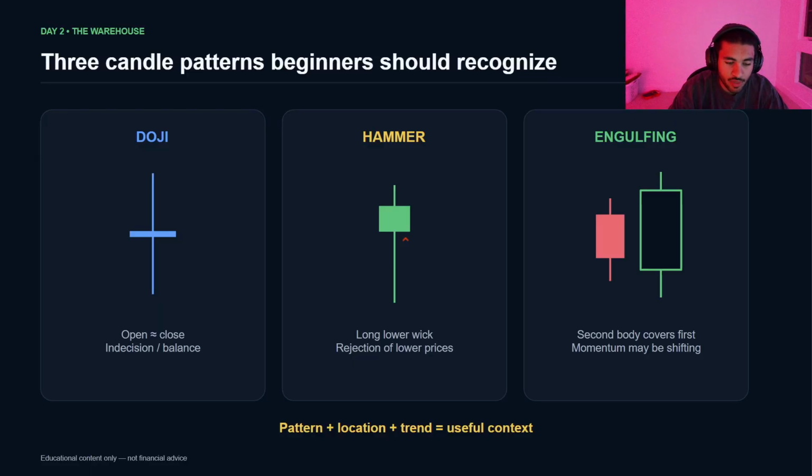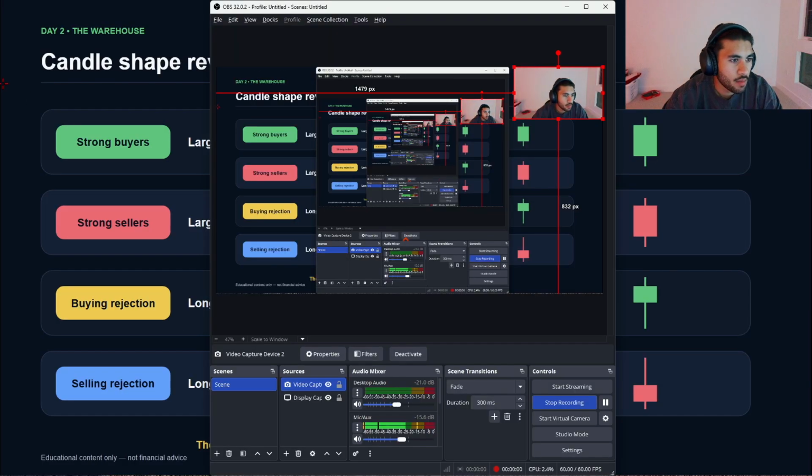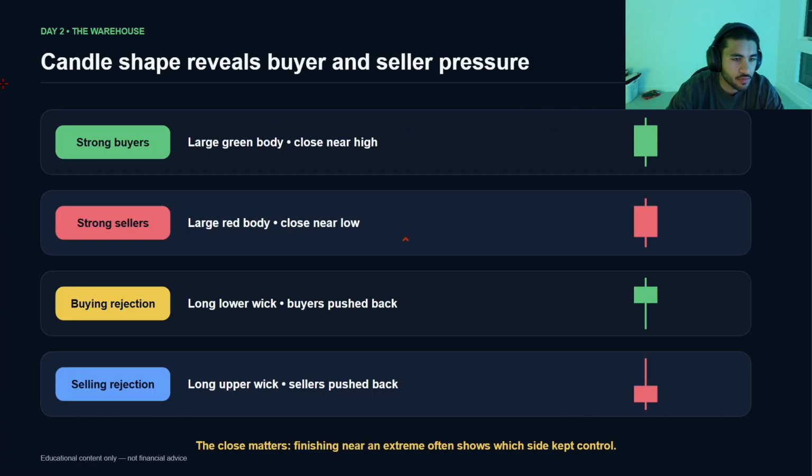So we always have to pay attention to these types of things, because you never know when the market could shift up, shift down, change order flow, or consolidate. So you just have to always be able to read candles. Every candle means something different. Okay, candle shape reveals buyer and seller pressure.